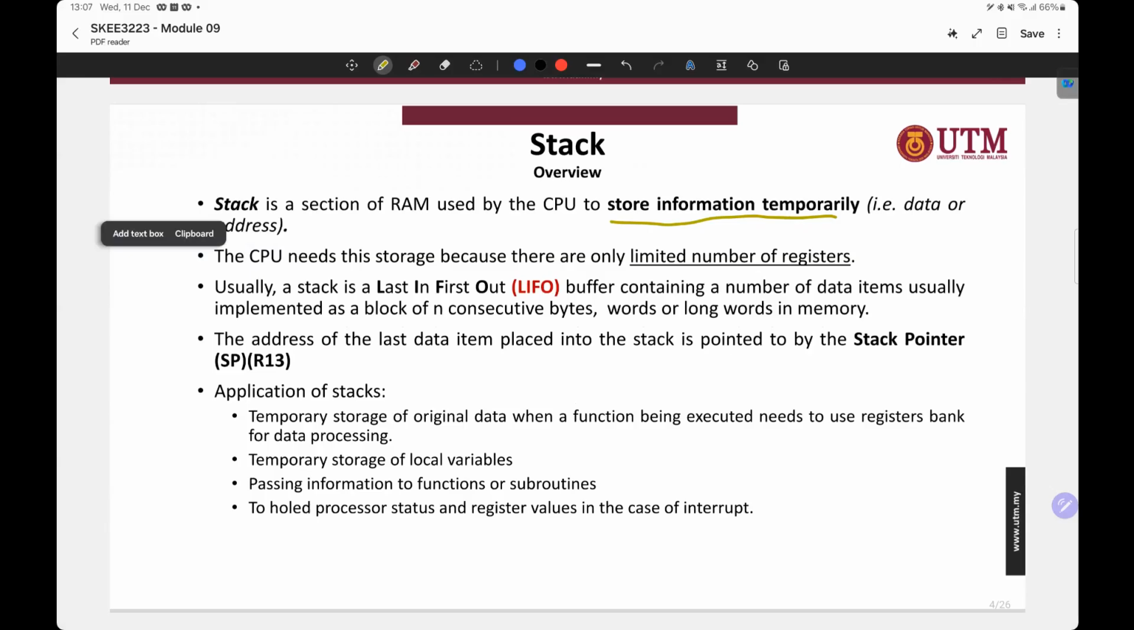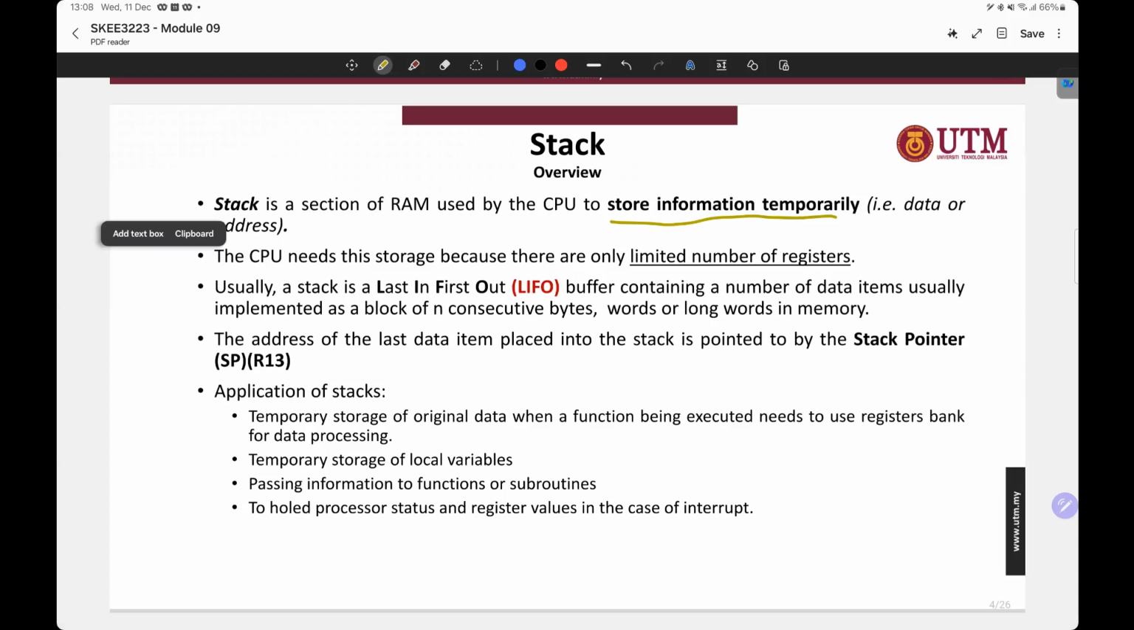So usually a stack is last in, first out, a LIFO buffer containing a number of data items, usually implemented as a block of n consecutive bytes, words or long words in memory. Every time you're using a stack, the data that you put in that stack uses a last in, first out buffer. What is last in, first out? Whatever came in last to that stack becomes the first one that will go out from the stack.